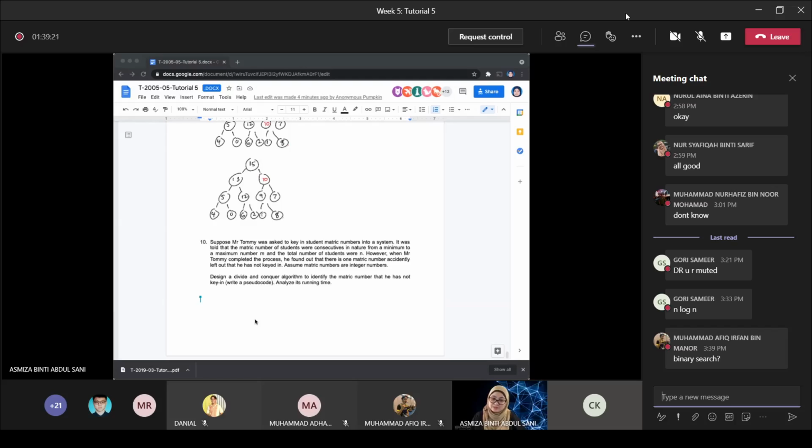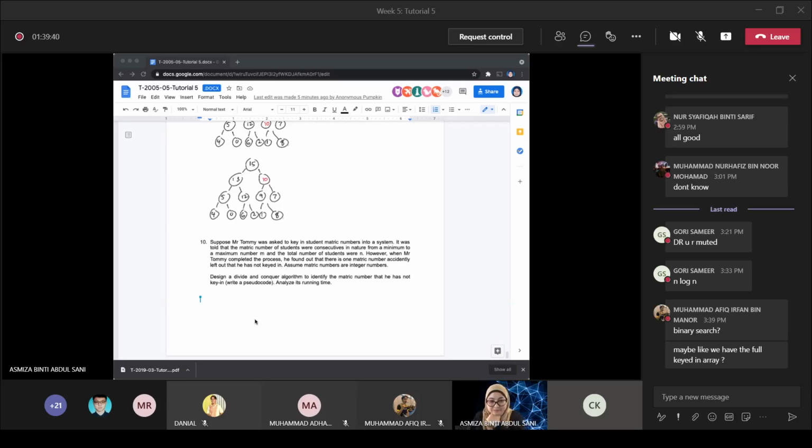For binary search, you need to know the key, right? So in this case, what is the key? Unless you tweak it. Get the concept of binary search and tweak it. How would you tweak this? Maybe have the full keyed in array.